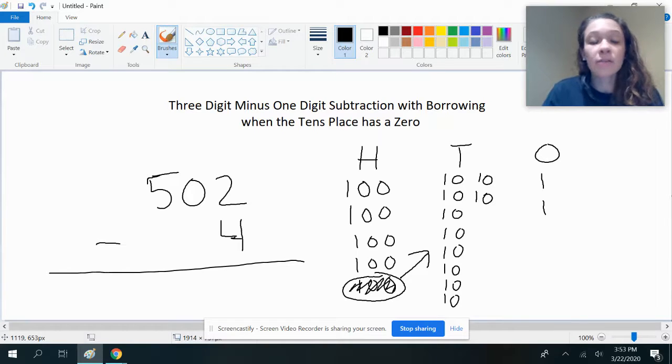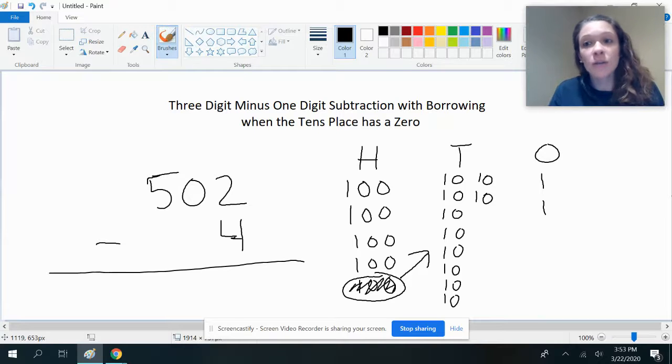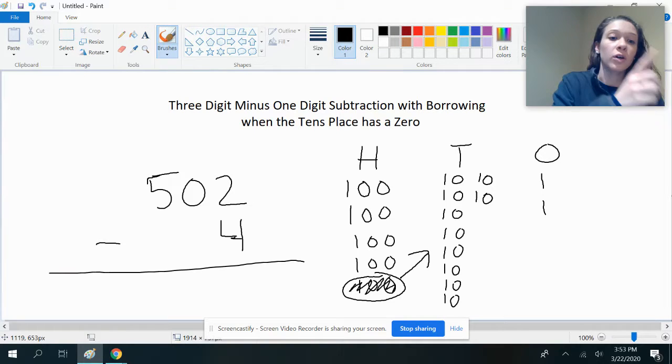Okay, even though we're trying to get more ones, always make sure if you ever move something from one place value to another, you need to stop where you are, go to your numbers, and show what you did on your numbers before you move forward.